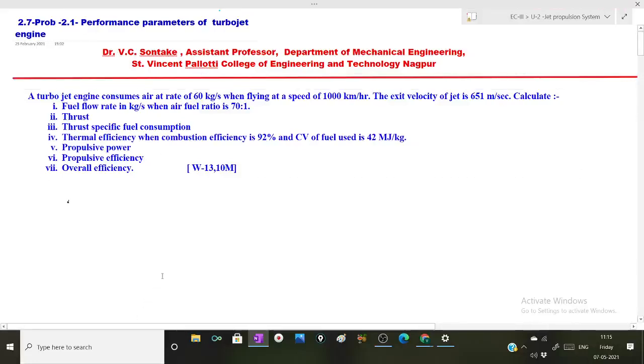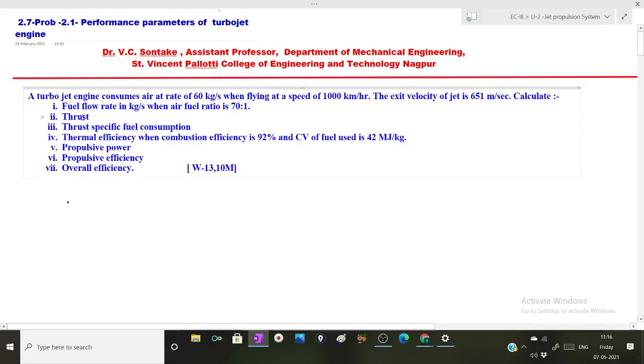So problem statement goes like this. A turbojet engine consumes air at the rate of 60 kg per second when flying at a speed of 1000 km per hour. The exit velocity of the jet is 651 meter per second. Calculate point number 1. Fuel flow rate in kg per second when air fuel ratio is 70:1.